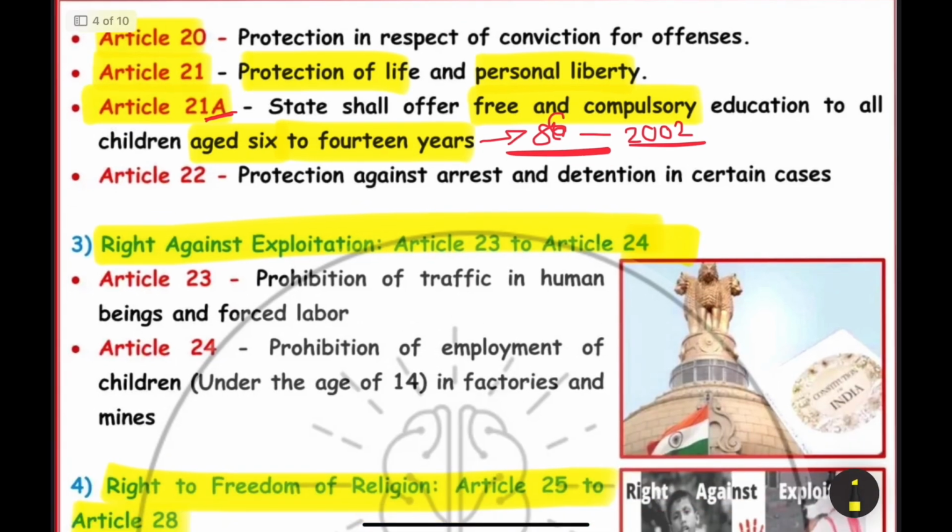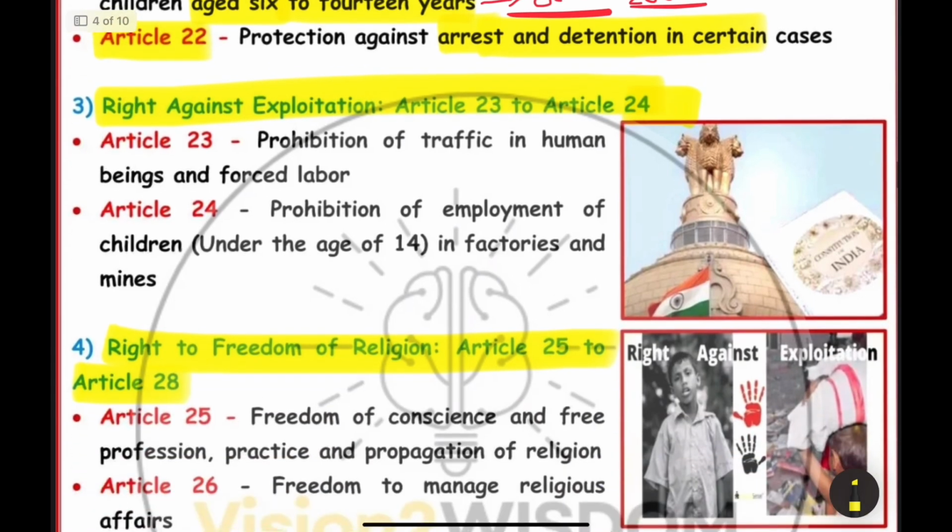Now, article 22 tells about protection against arrest and detention in certain cases. Next, article 23 prohibits trafficking of humans, that means human trafficking. So human trafficking is also prohibited by the fundamental rights. Then article 24, prohibition of employment. Specifically, it restricts children from doing jobs in particular hazardous factories.